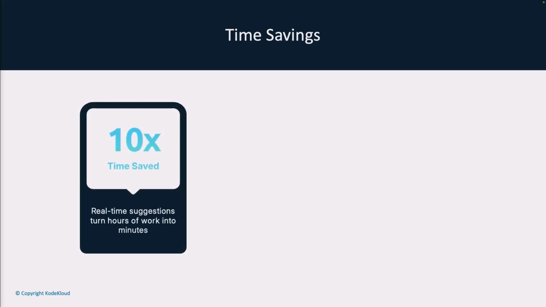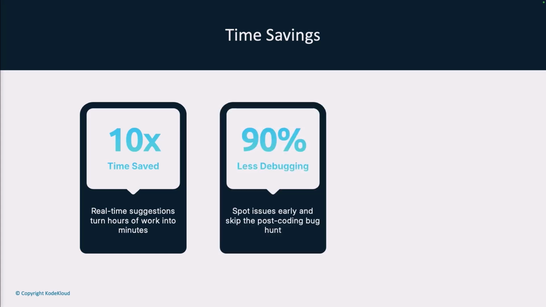Developers report up to 10 times the amount saved on many common coding tasks. Real-time suggestions means you can implement features in minutes that might have taken hours with traditional editors. With proactive error detection, you'll spend up to 90% less time debugging. By catching issues as you type, Cursor helps eliminate the frustrating hunt for bugs after your code is written.